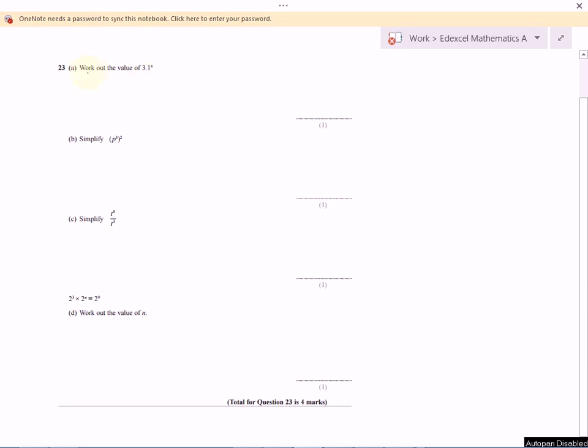So the first question says, work out the value of 3.1 to the power 4. So this question is all about indices, which means an index is a small number at the top of a normal number. So we've got 3.1 to the power 4, and that means 3.1, not 3.4, 3.1 to the power 4, which means 3.1 times 3.1 times 3.1 times 3.1. So if you've got a number raised to the power of another number, it means the first number times by itself, however many times the small number is.